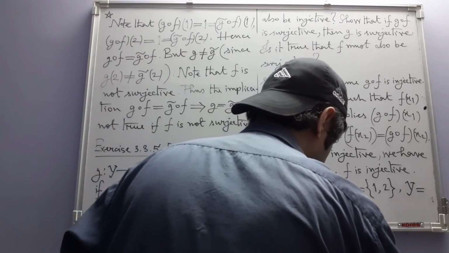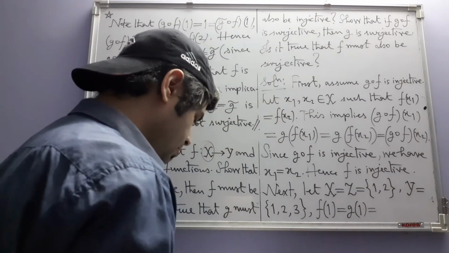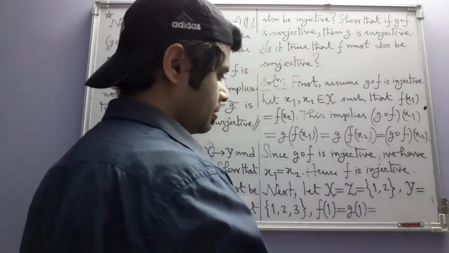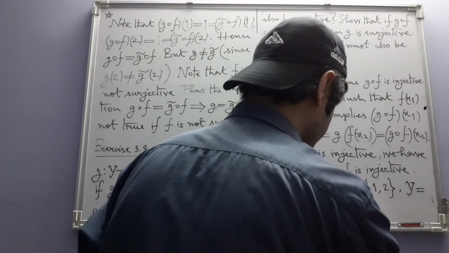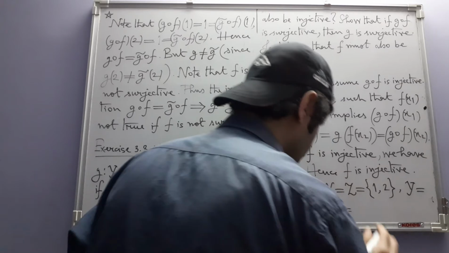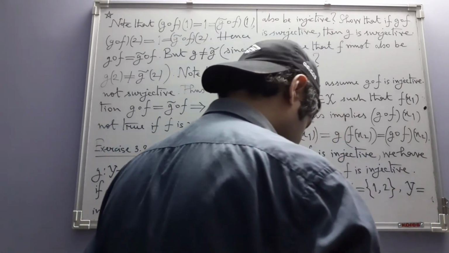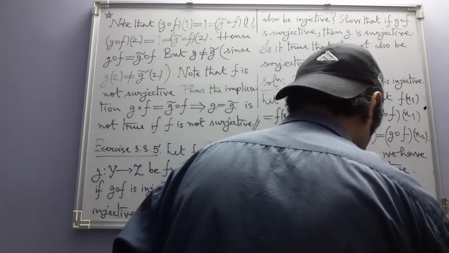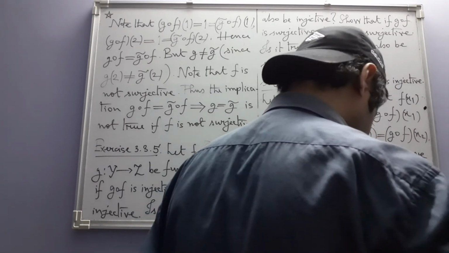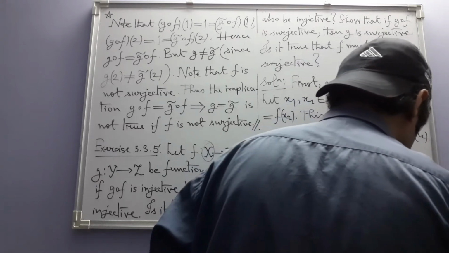f of 1 and g of 1 are defined to be equal to... if I define like this, it will look confusing. Let me write it separately. f of 1 is defined to be equal to 1. Okay. f of 2 is defined to be equal to 2. And that's it. That's all for f.